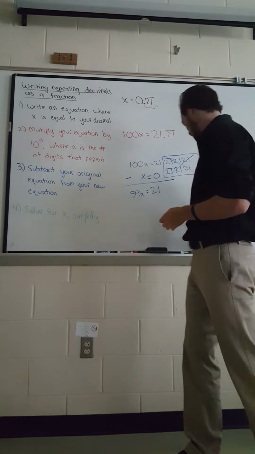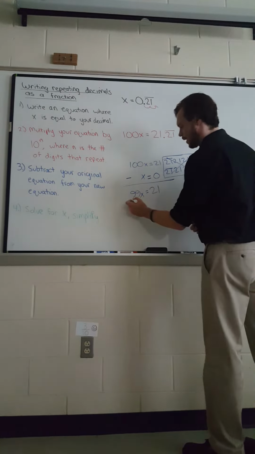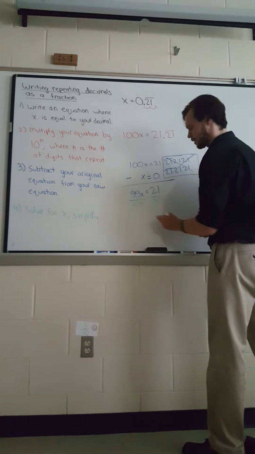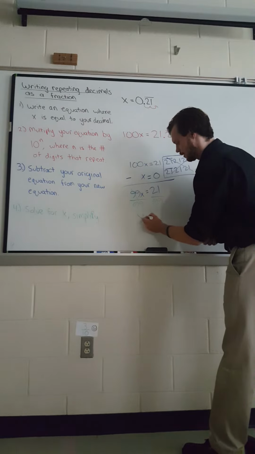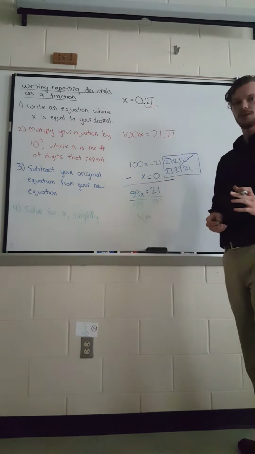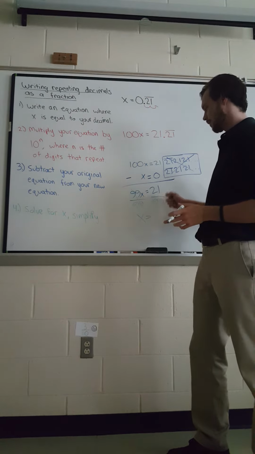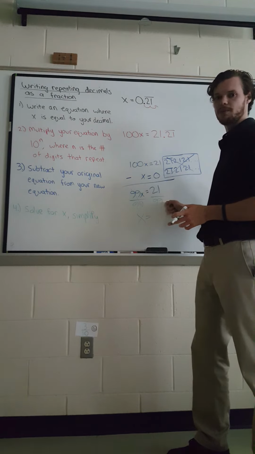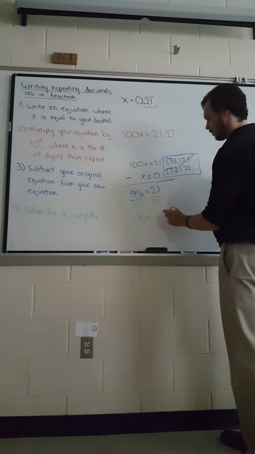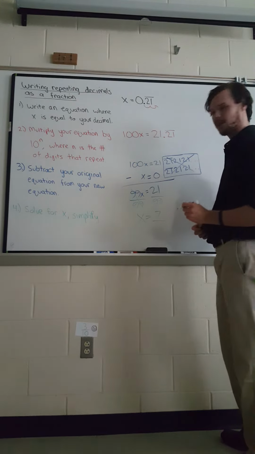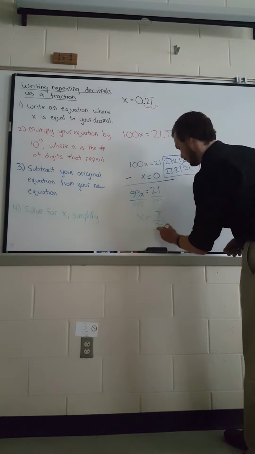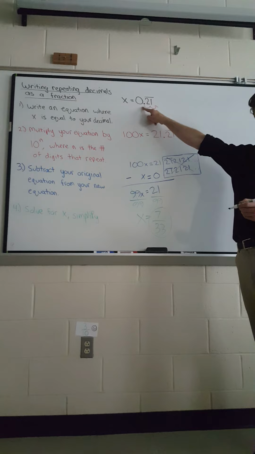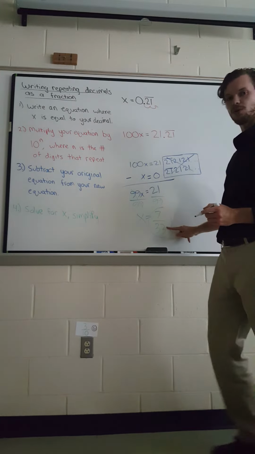Take our green marker to finish it off. Solve for x. We need to divide by 99 on both sides. This cancels out. I'm left with x equals 21 over 99, which we should recognize that this can simplify. In this situation, 21 is divisible by 3, 99 is also divisible by 3. So, 21 divided by 3 gives us 7, 99 divided by 3 gives us 33. And we have our final answer, 0.21 repeating turns into the fraction 7 over 33.